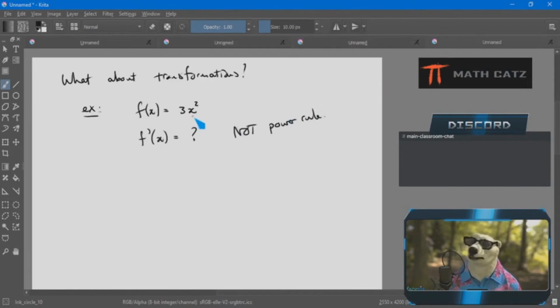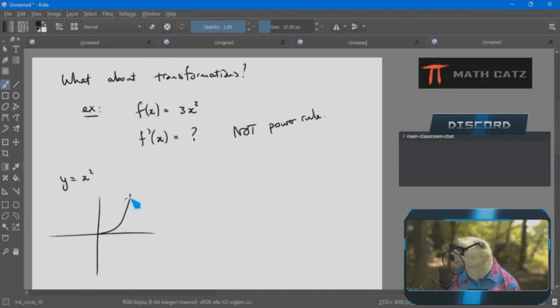Yes, this function that I have here is very similar. It's certainly related. It's a transformation of x squared. It's not x squared. The power rule is not immediately applicable. However, it's also not far off. If I look at x squared, and I graph a little parabola here, there it is, a little flat, but oh, that is not.